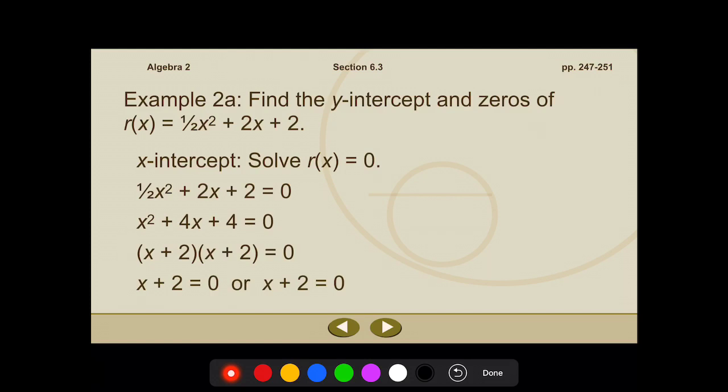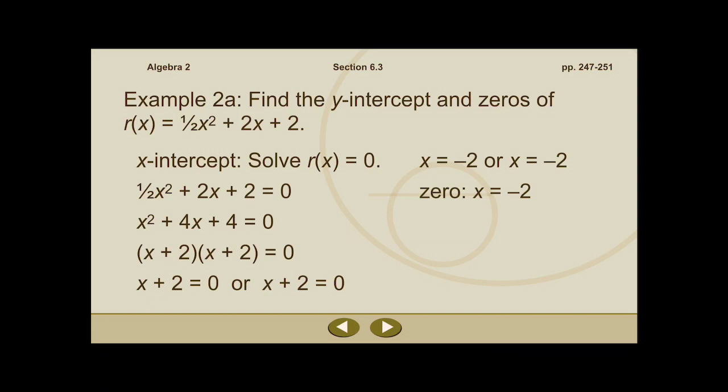You set each one equal to 0 because we've got to use our product rule. Something times something equals 0. That means one of those somethings has to be 0. So we set them both equal to 0. And in this case, you get the same number. You get -2 or -2. So in this case, there's only one x-intercept. There's only one place this function crosses the x-axis. And we call that the 0. So the 0 is x equals -2.